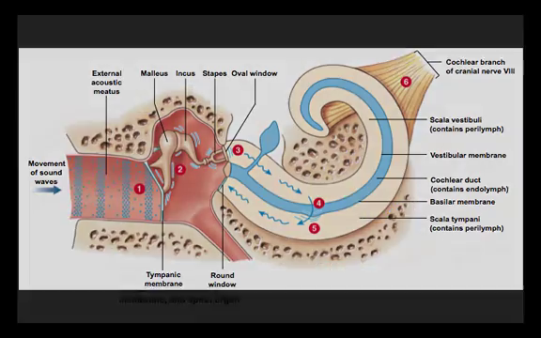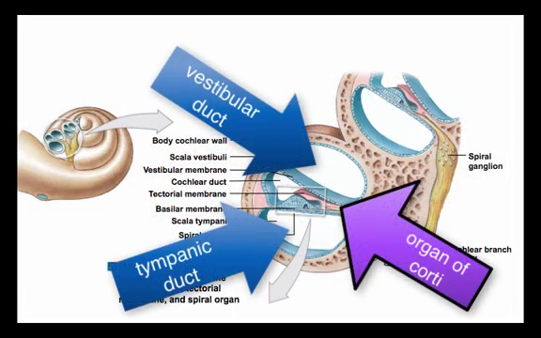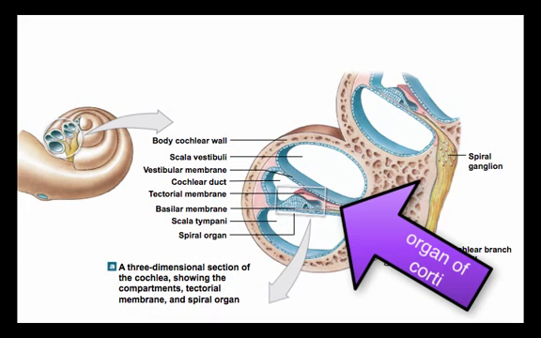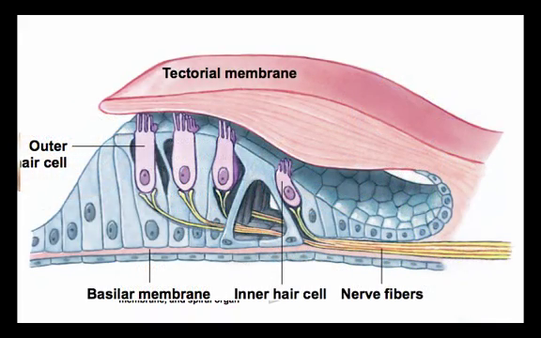The hair cells of the cochlear duct are located in the organ of Corti, a structure also called the spiral organ. The organ of Corti sits on the basilar membrane, which is a membrane that separates the cochlear duct from the tympanic duct. The hair cell extensions are in contact with the tectorial membrane, which lays over the top of the hair cells. The tectorial membrane is firmly attached to the inner wall of the cochlear duct.